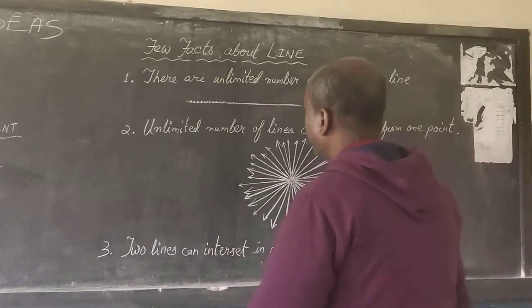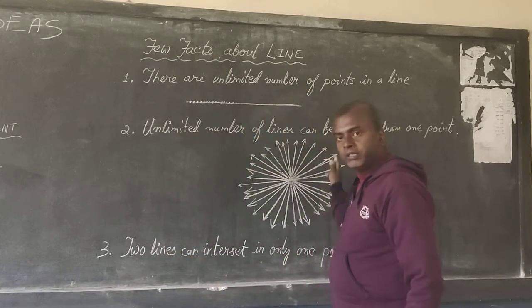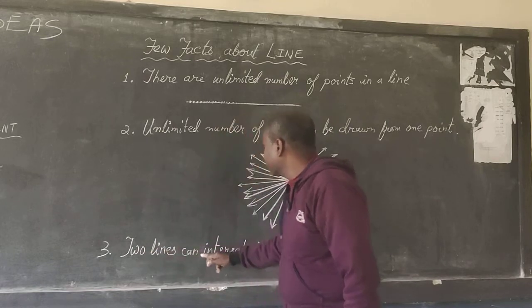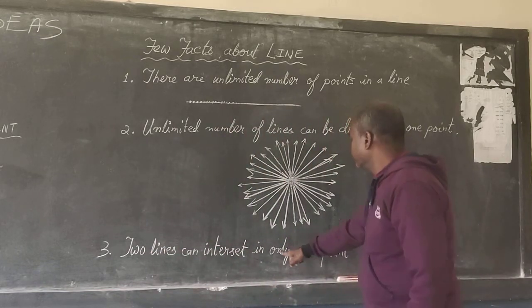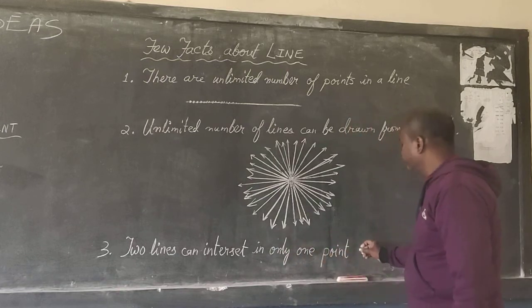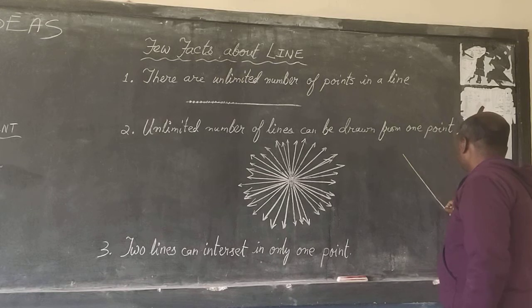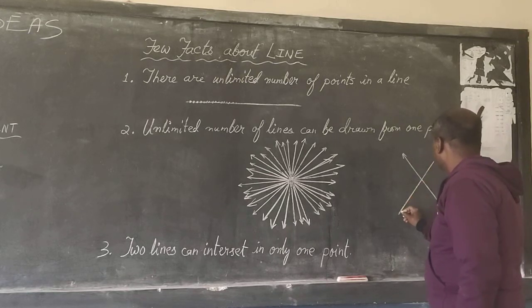Okay, the third fact is two lines. You have so many lines, right? But now we are talking about only two lines. Two lines can intersect. What is the meaning of intersect? I'll show you. In only one point. So let us have two lines crossing each other. This is one line. This is another line.